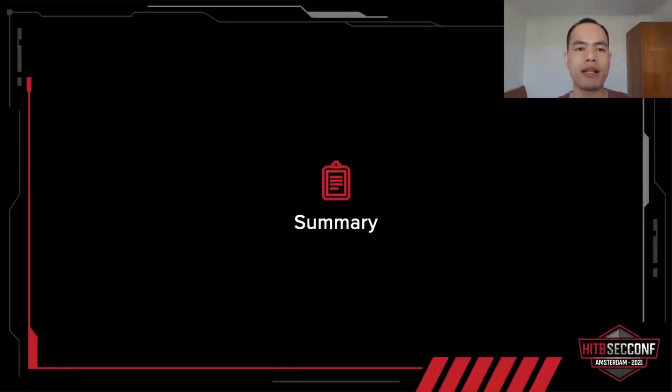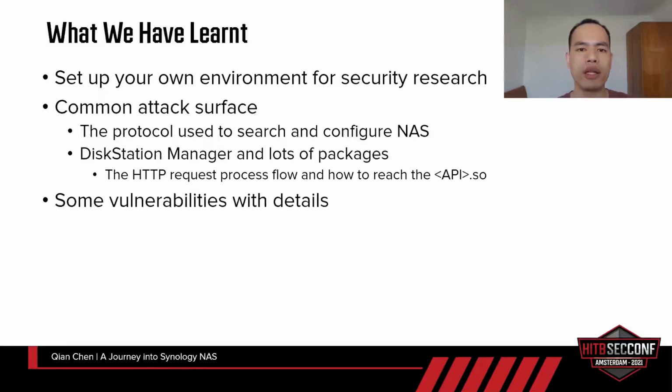In the last part, let's recap what we have talked about. First, we learned how to set up an environment for security research. Then, we discussed the common attack surface, such as the protocol used to search and configure NAS in the local area network, and those exposed by Disk Station Manager and third-party packages. Also, the HTTP request process flow is depicted, including how to reach the API we want. Last but not least, some vulnerabilities are shared in detail.